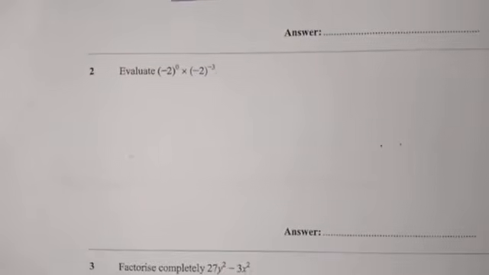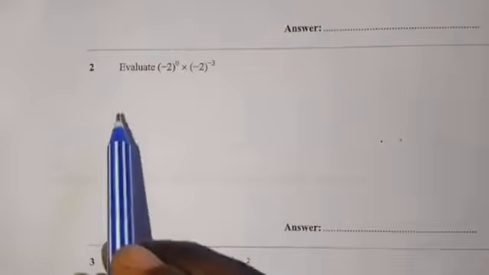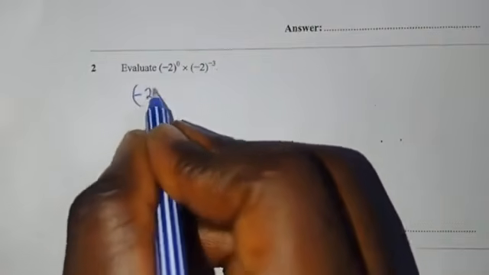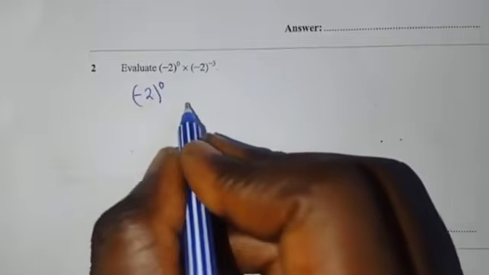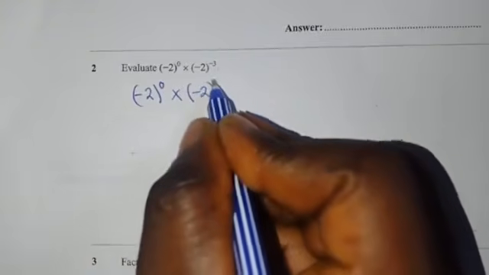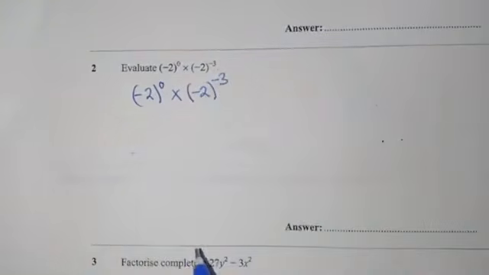Let us now move on to our second question. So this is our question 2. We need to evaluate (-2) raised to the power of 0 times (-2) raised to the power of negative 3.